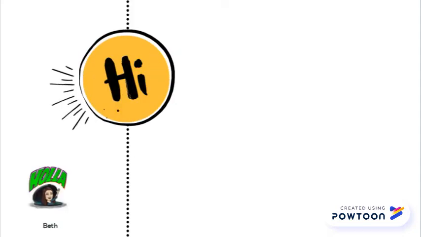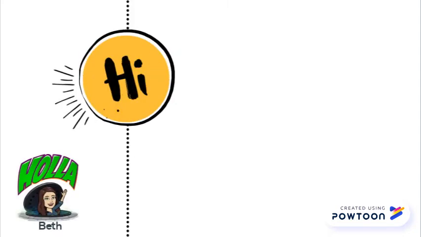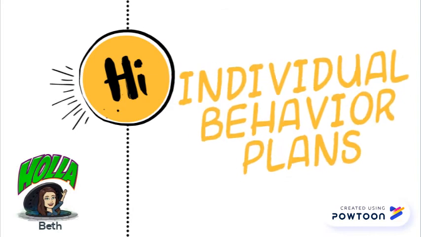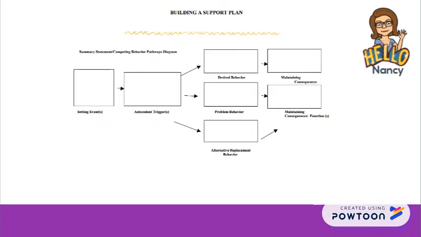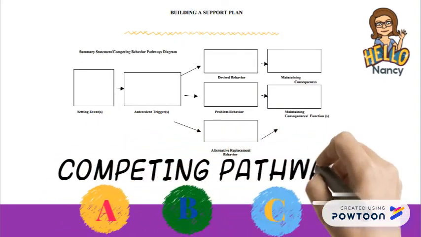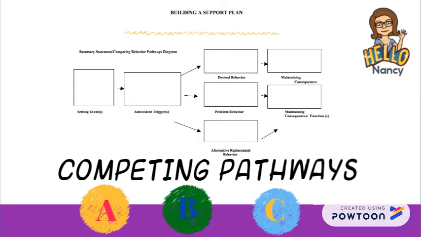Welcome to a brief overview of competing pathways and individualized behavior plans. You might find it helpful to print out the competing pathway example before starting this video. Data collection based on ABC data helps you create a competing pathway. This competing pathway will help build an individualized behavior plan for a student.